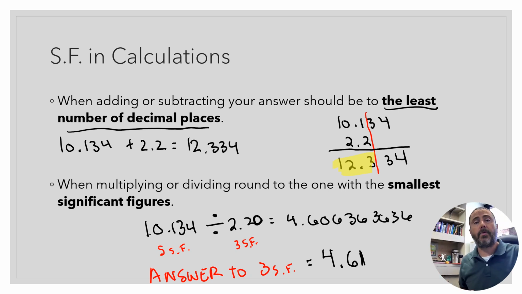So the answer is 4.61, because it needs to be 3 significant figures, and we use our old school rounding rules. 5 and above, we're going to round up. 4 and below, we would round down.